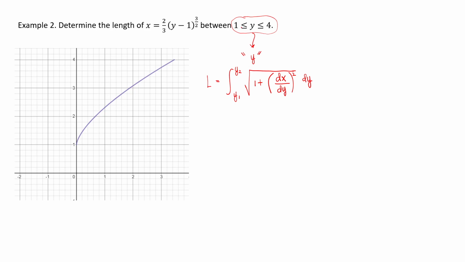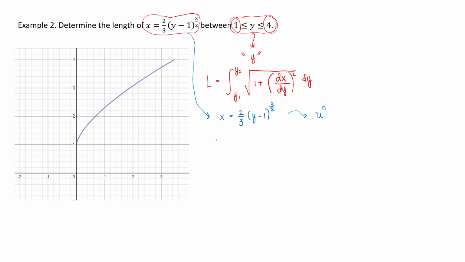Okay, so again, this one is your y1. This is your y2. And then dx over dy will be coming from the equation of the length. So determining dx over dy, x equals 2/3 times (y minus 1) to the power of 3/2. This one is in exponential form, u to the power of n.